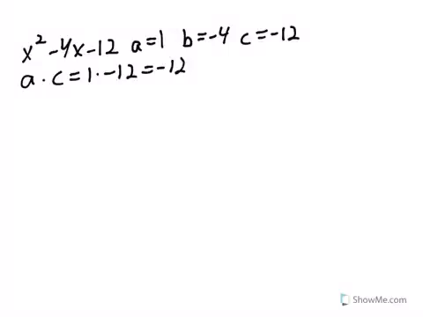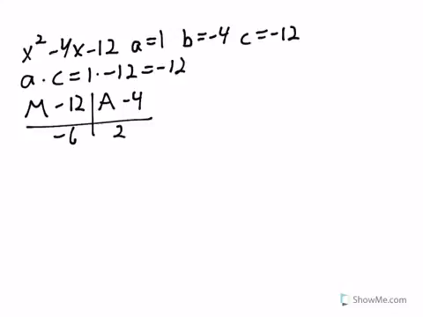Step 3 is to come up with two numbers that multiply to your A times C number and add to your B term, which is negative 4. So this step takes some thinking, some guessing and checking. It needs to multiply to a negative and add up to a negative. So in this case we have negative 6 and 2.